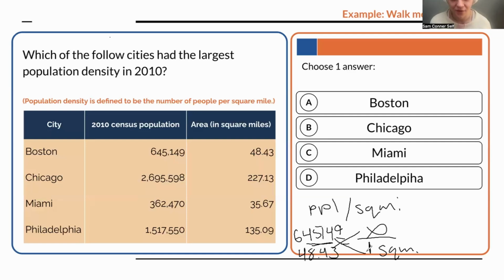And then what you're going to do is you're going to cross multiply. So it would be 48.43 x is equal to 4514. No, sorry, it's a little bit squished on there. And then you're just going to divide this by the 48.43 to get the population density per square mile. And this problem is asking you to do it for all of these cities.